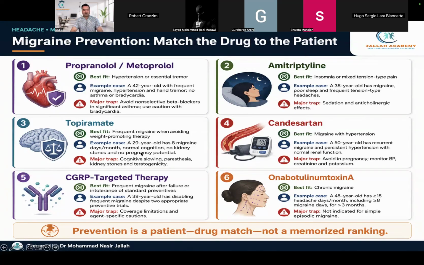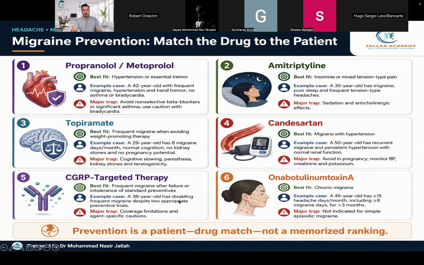Now, topiramate: a 29-year-old has 8 migraines per month, normal cognition, no kidney stone, and no pregnancy potential. So cognitive slowing, paresthesia, kidney stone, and teratogenicity are the major traps. Candesartan or the calcium channel blocker, again, same thing, hypertension. You need to use that. The CGRP-targeted best fit.